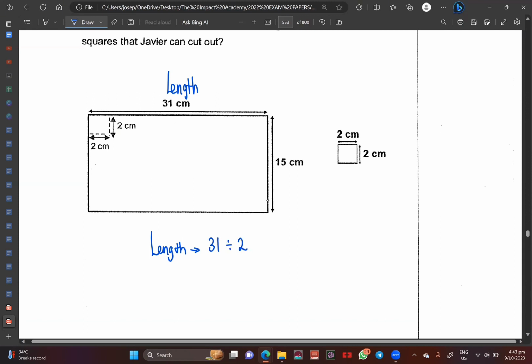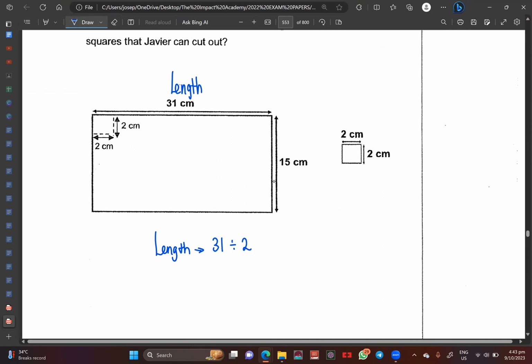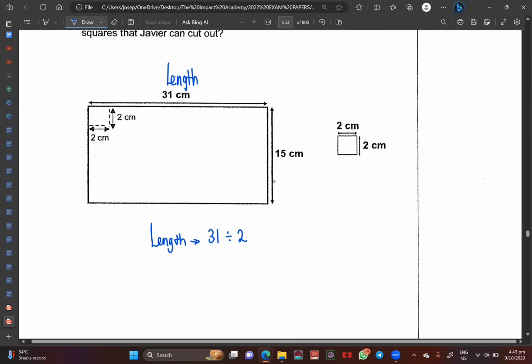My question to you is, how many 2 cm can I have on my length? You agree so far? So I'm just going to find the length first. That's the reason why I do 31 divided by 2. For example, if I have a 10 cm line, and each paper is 2 cm, how many 2 cm can I have? 10 divided by 2, which is 5, correct? Not 2, 4, 6, 8, 10.